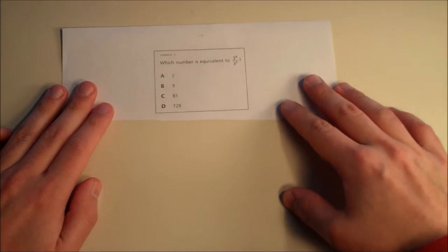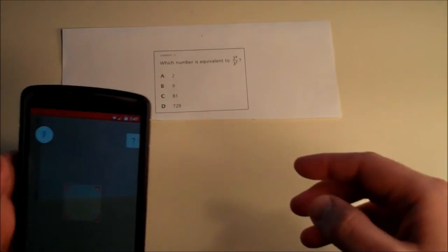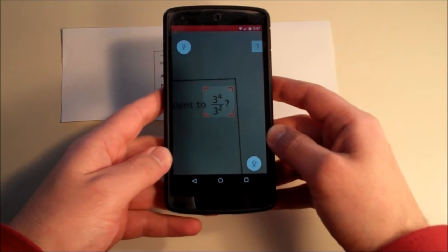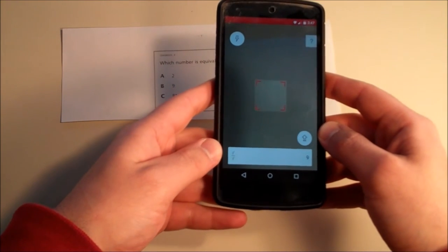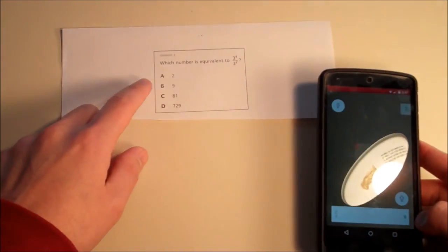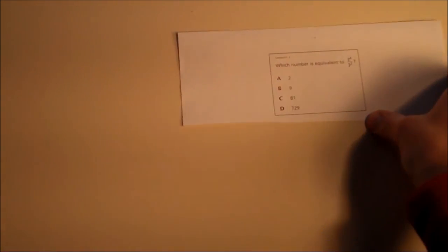Question 1, which number is equivalent to 3 raised to the power of 4 divided by 3 raised to the power of 2? We're going to solve this problem using the PhotoMath smartphone app. On our phone, we've loaded it, and now what we do is we simply hover over the expression, and it tells us the answer instantly, which is 9. This is pretty cool. Let's do another example of a question.